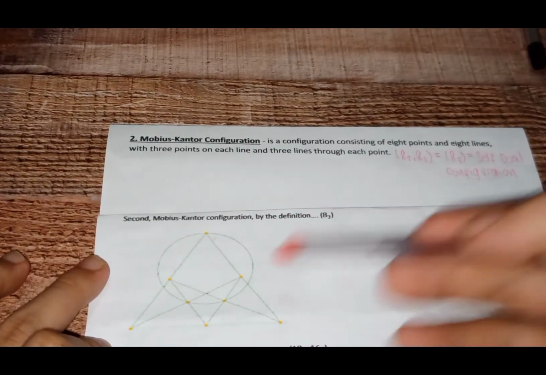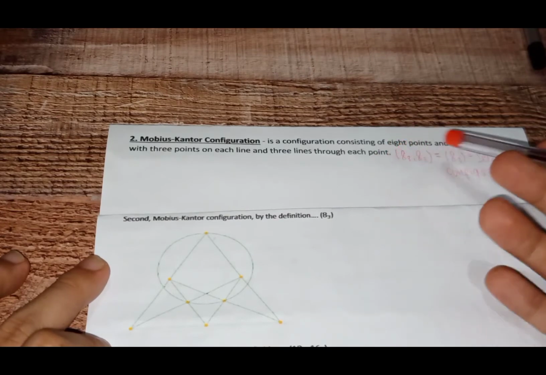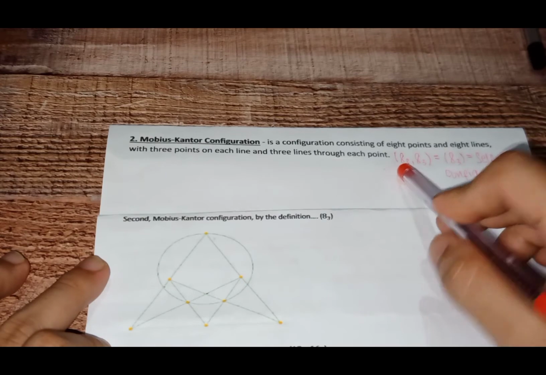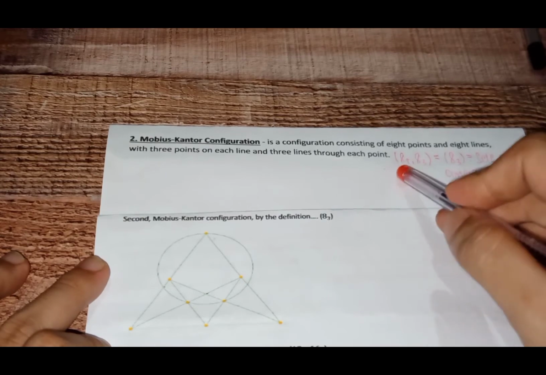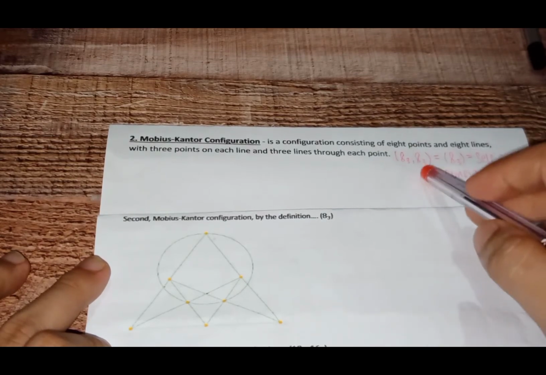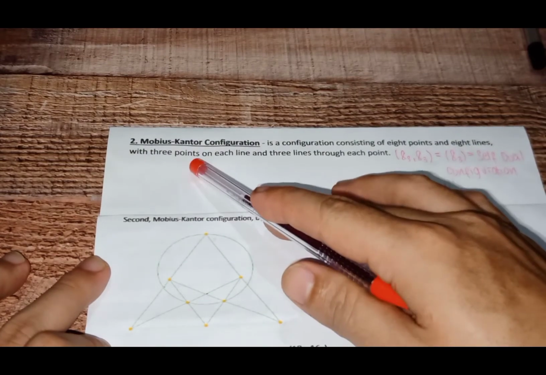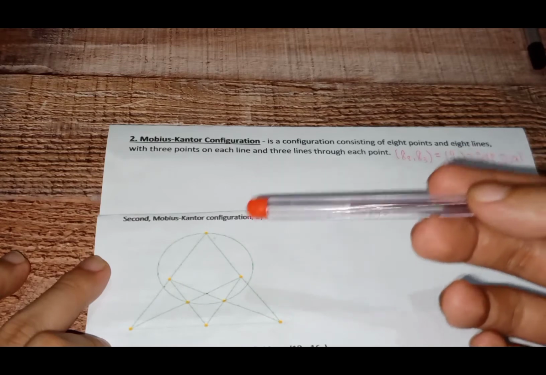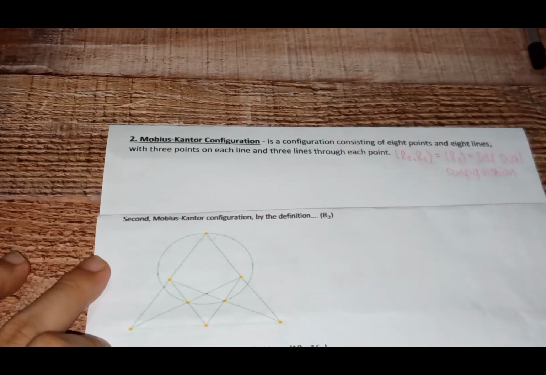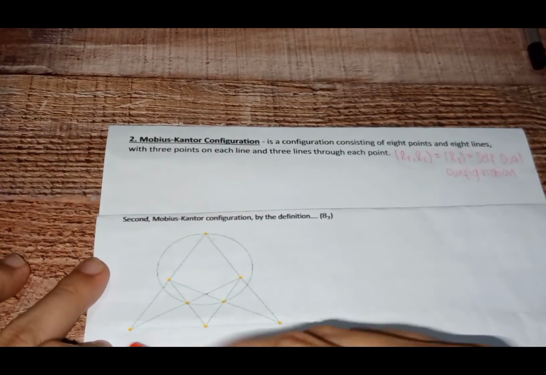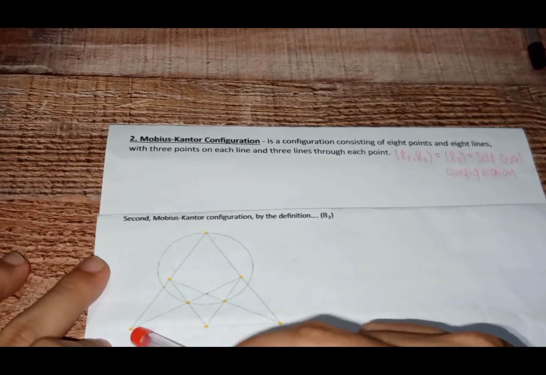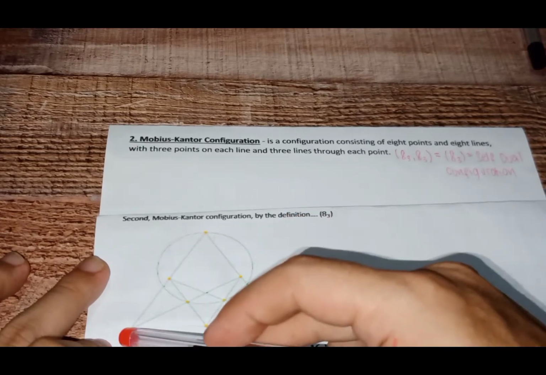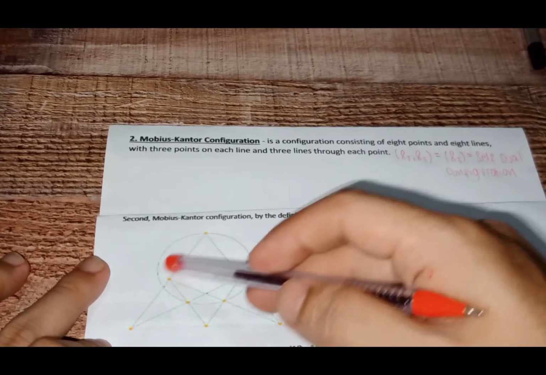As you can see, that is how I can present you the 8 points where each point will consist of 3 lines. Next, 8 lines consist of 3 points. As you can see, there is a line that is consisting of 3 points. First is this. This is the first line consisting of 3 points. This is the second line consisting of 3 points. This is the third line consisting of 3 points.